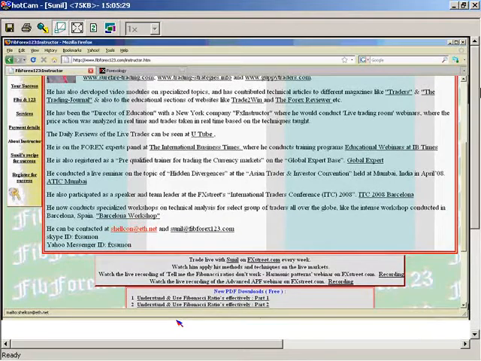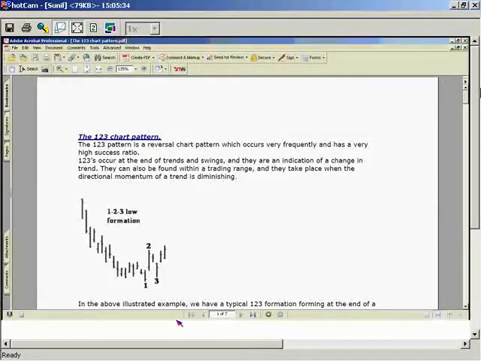Let's go right ahead. The 123 chart pattern. As I said, FibForex123, my website, part of it is the 123 chart pattern. Now, this is a reversal chart pattern, mainly a reversal chart pattern, which occurs very frequently and has a very high success ratio. Again, I will be going back and forth on some off topics, but which a trader must be aware of. So let's start off with the first one.